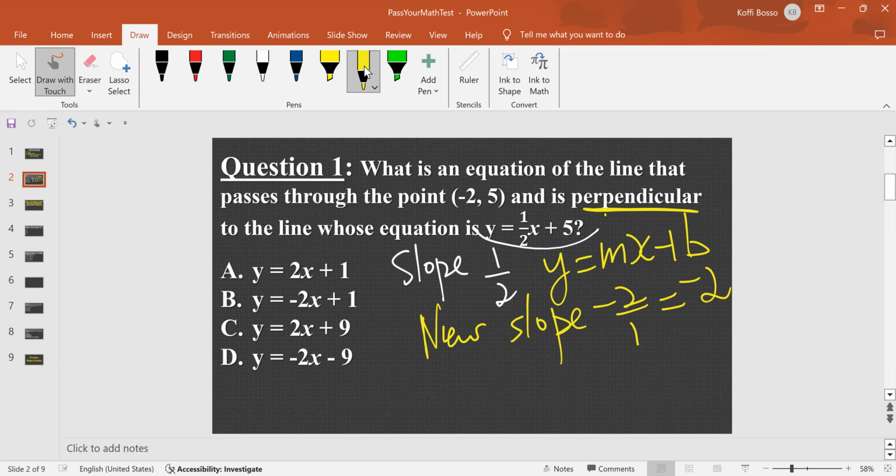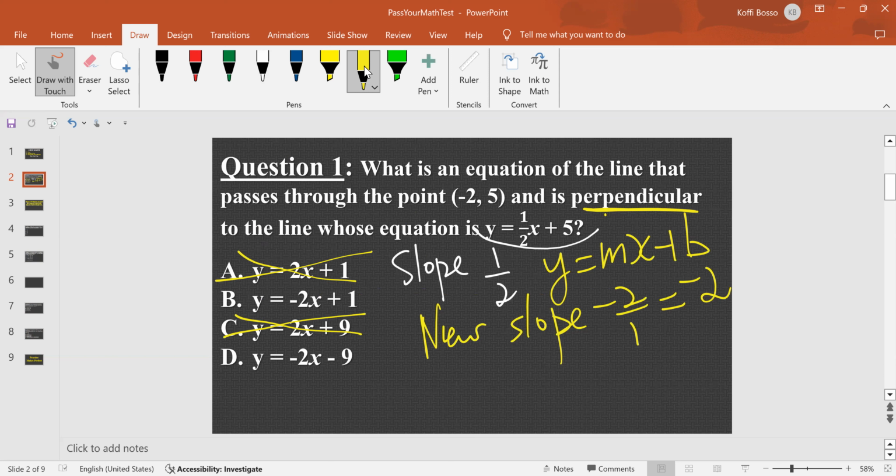Now, choice by elimination. Do you see that A is out? Why? Because the slope is not negative 2. Do you see that C is out? Why? Because the slope is not negative 2. The slope is 2 for A, and the slope is 2 for C. Now we have B and D left.